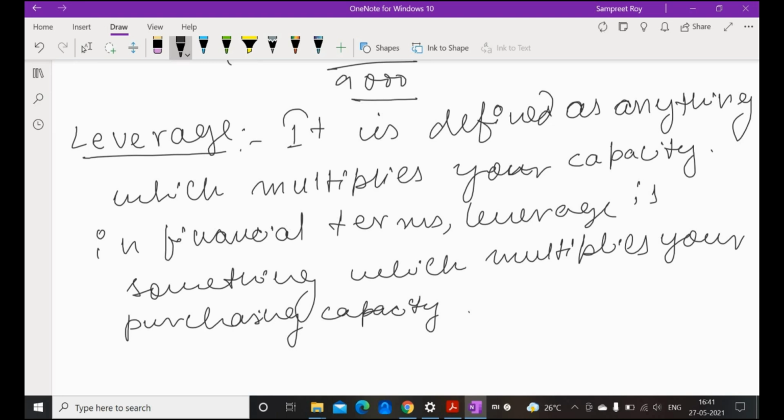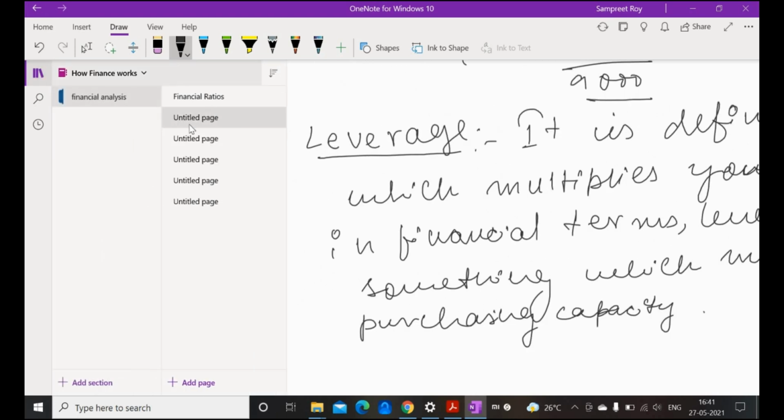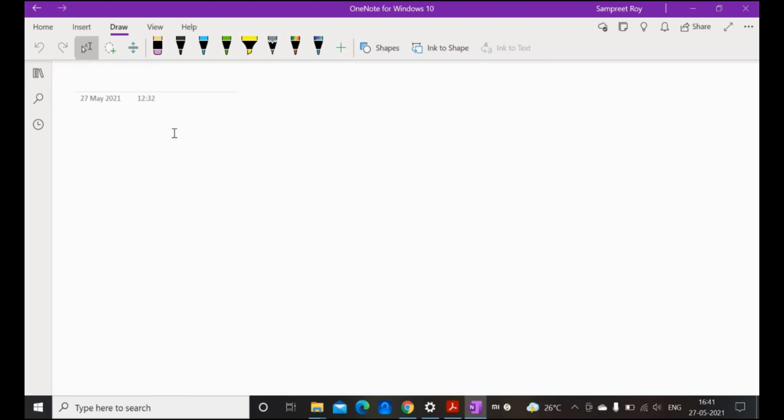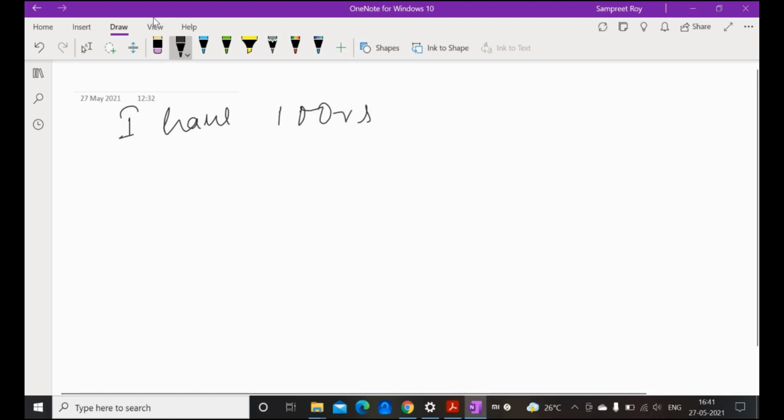Right. For example, a beautiful example is given by the author. Let me give you the same example. Suppose I have $100 in my pocket. I have not $100. Let me write 100 rupees. Then it won't be confusing.